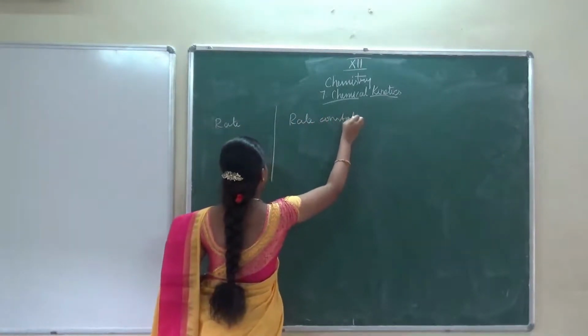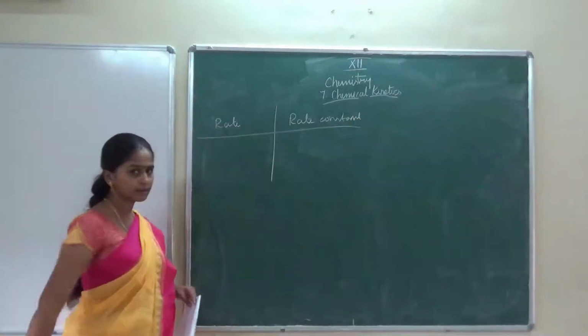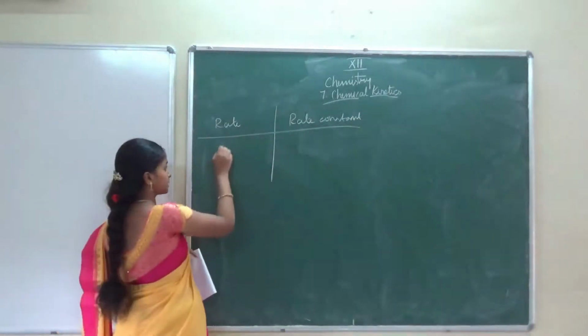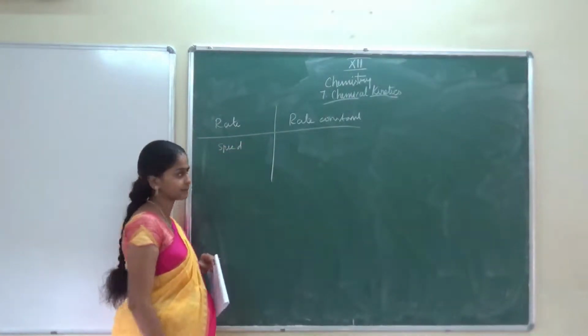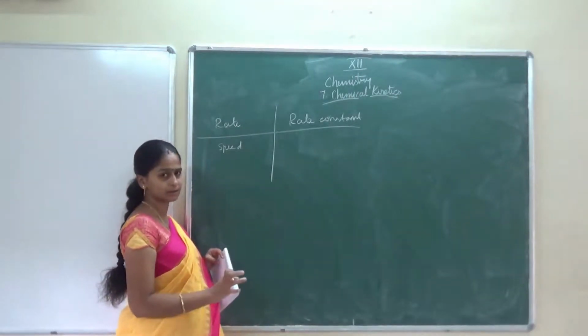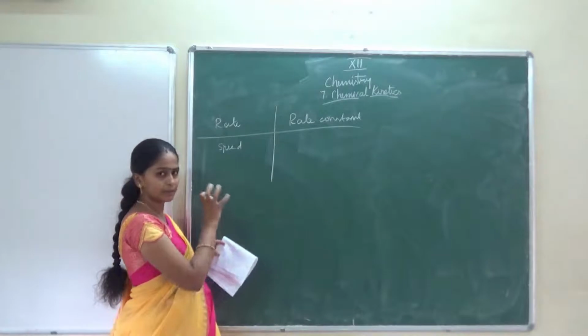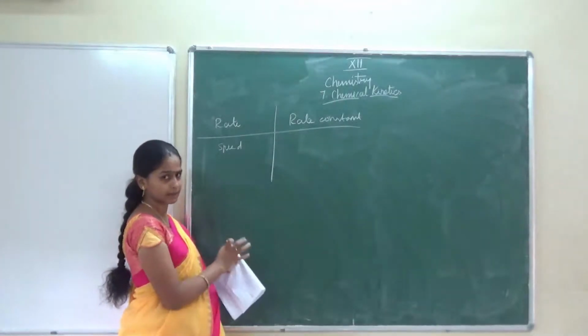Rate means what? Rate is nothing but the speed of the particular reaction. Rate is speed, how fast the reaction takes place. Rate constant means what? It is simply a proportionality constant. That is, the rate is directly proportional to the concentration of the reactant, like that.